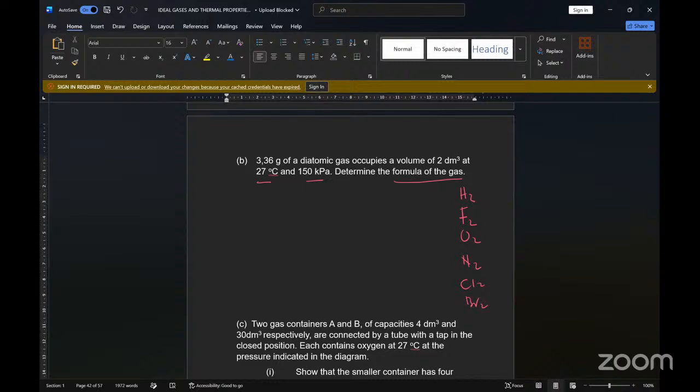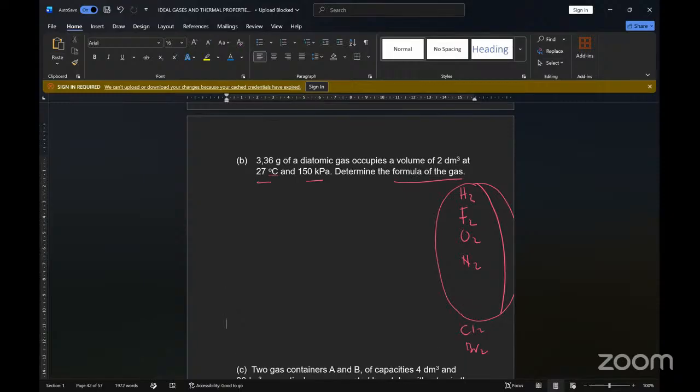In order to know whether it is this or that, you need to calculate the number of moles. And then when you calculate the number of moles, you move on to calculate what we call the molar mass. The molar mass will tell us which of these gases is what we are supposed to calculate. So again, this one has mass. So as soon as you see mass, you know that you have to use PV is equal to nRT.